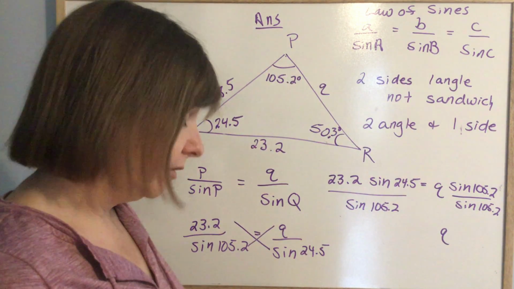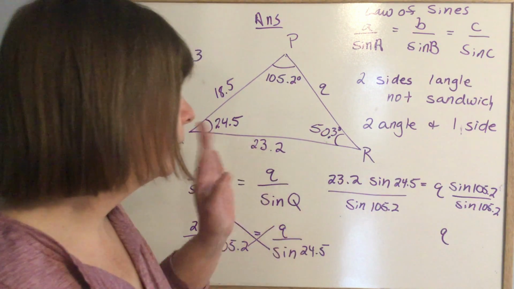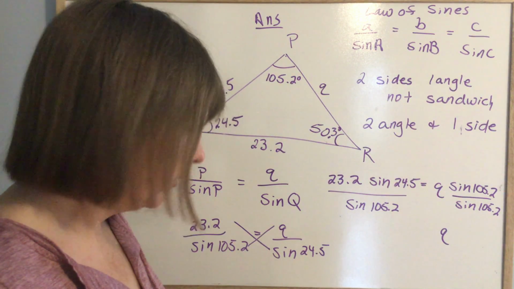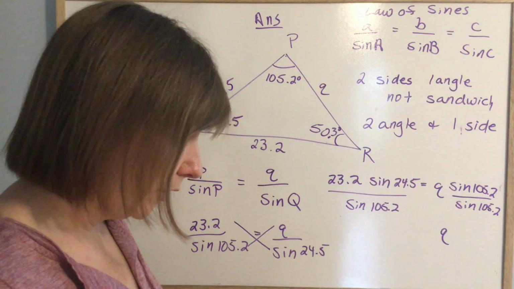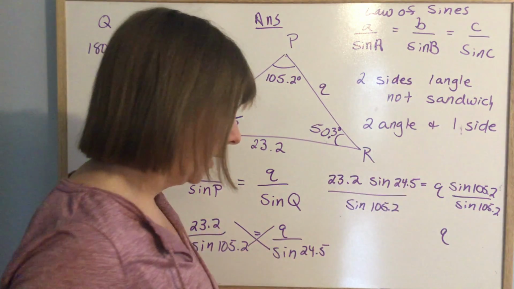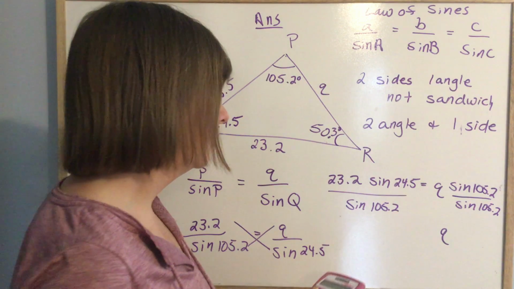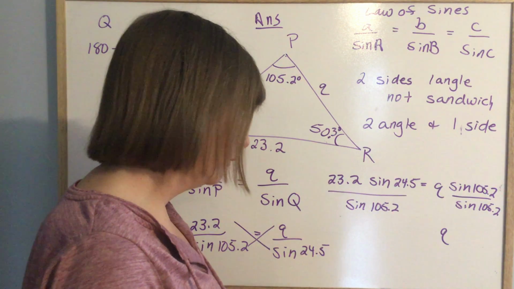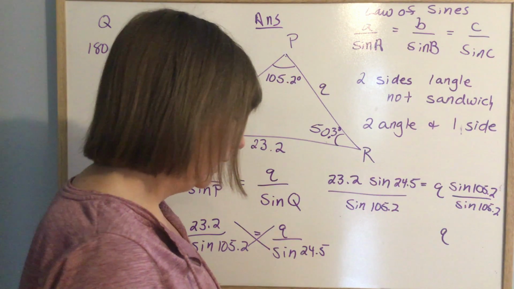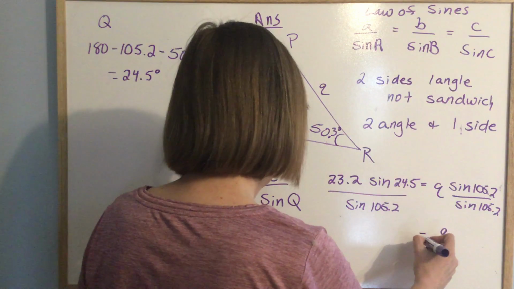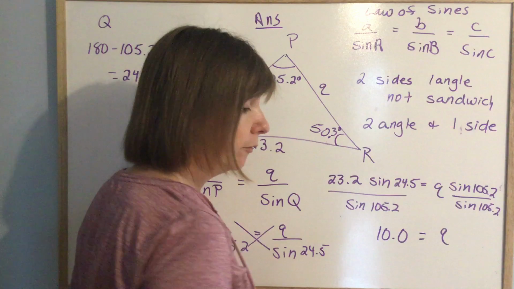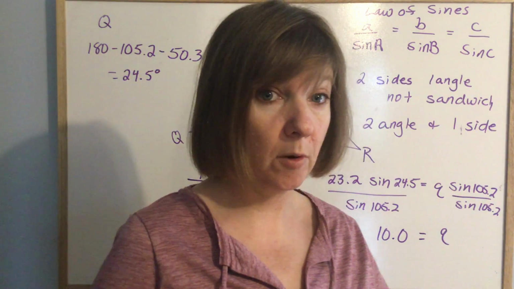And so this is just a matter of putting this into my calculator. Be sure that you put it in carefully though. 23.2 times sine of 24.5. Now I hit equals when I finish putting in the top. So I have 9.62 whatever. Then I hit divided by sine of 105.2. And I get, they wanted me to round it to the nearest tenth, it's 9.96. So I'm going to round that off to 10.0.